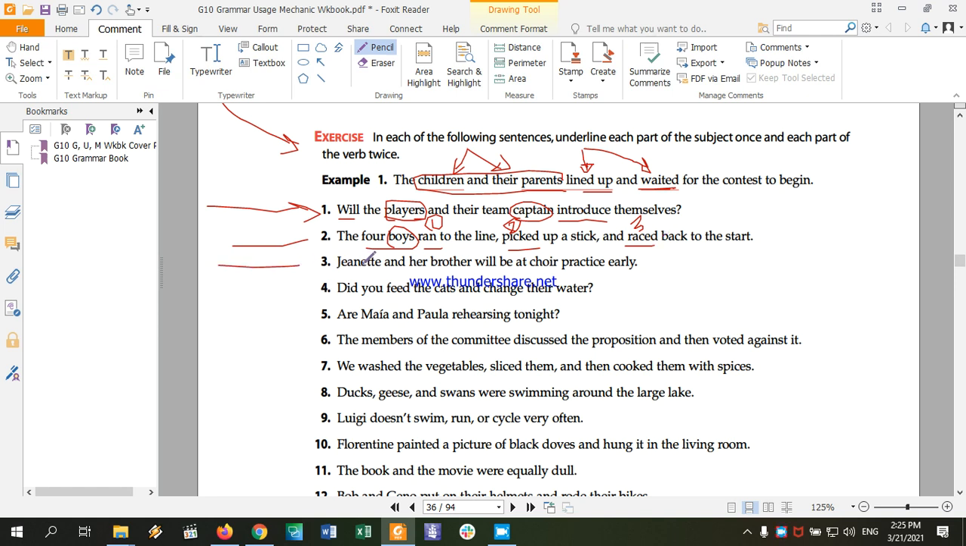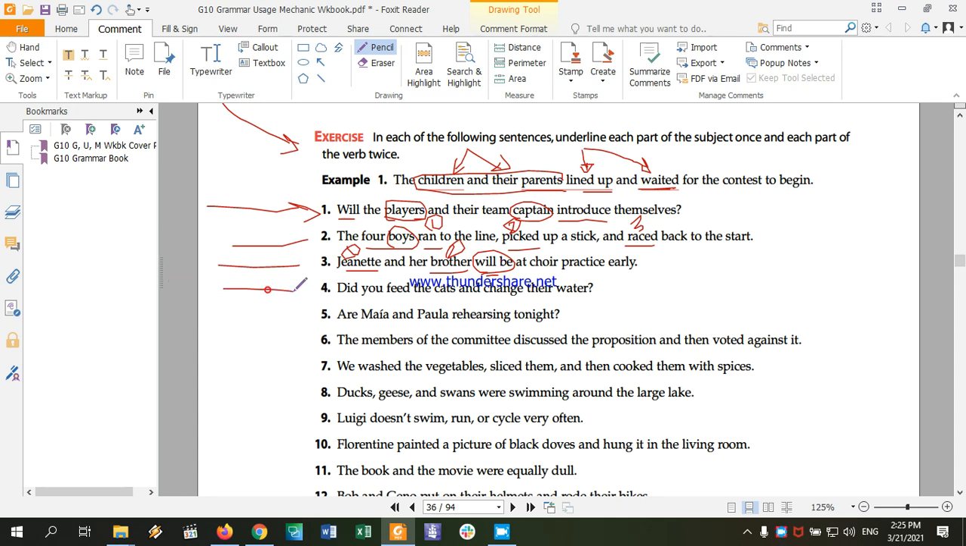Number three. Jeanette and her brother will be at choir practice early. Jeanette, this is the first subject. Her brother, this is the second subject. Will be, this is the main verb and it's a simple verb.